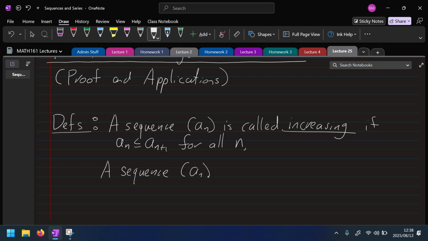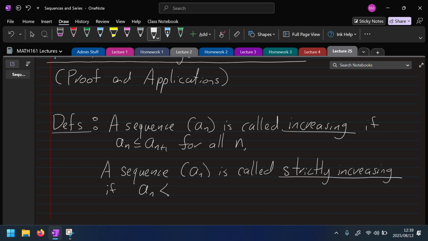A sequence a sub n is called strictly increasing if a sub n is strictly less than a sub n plus 1 for all n. So increasing has the possibility of them being equal. Strictly increasing, they can never be equal.